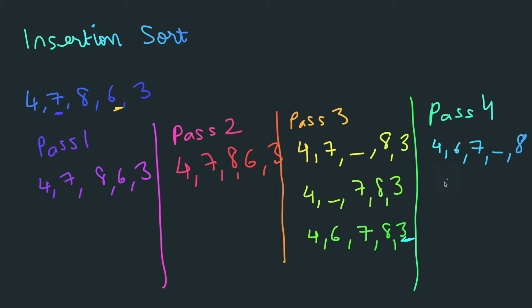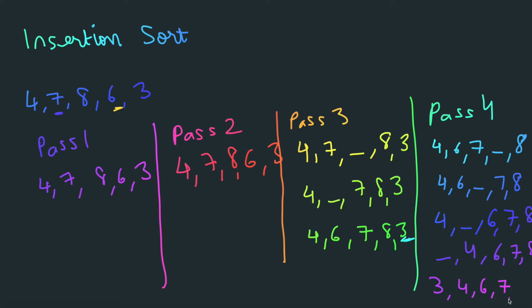You keep on doing that. So after this it will become this, next it will become this, next blank, 4, 6, 7, 8. Next, if you notice here, you have already reached the first element of the array, and now there are no more elements beyond that, so you put 3 here. If you notice, you ended up with a sorted hand of cards.